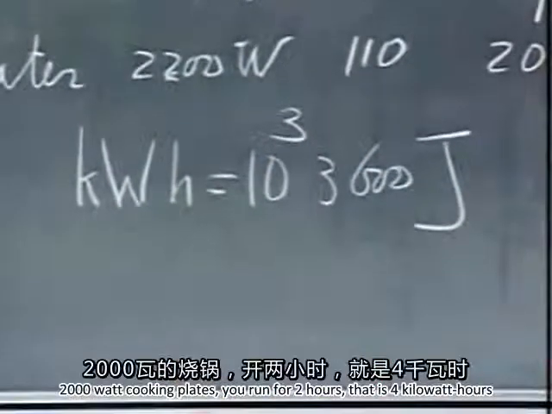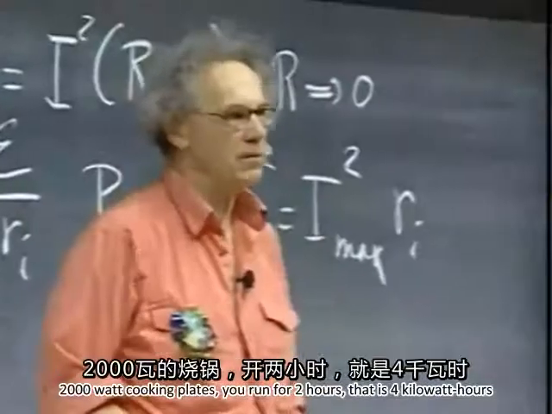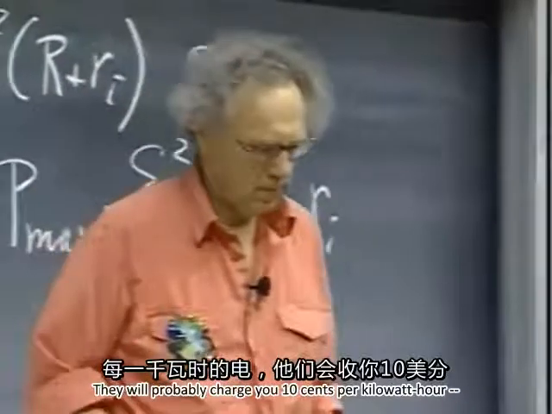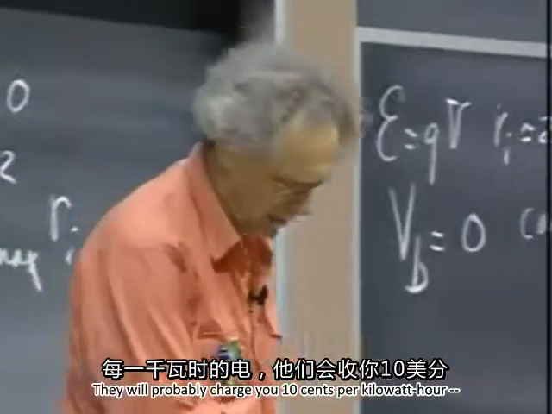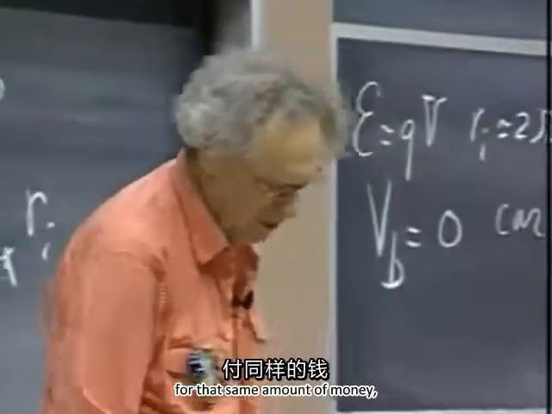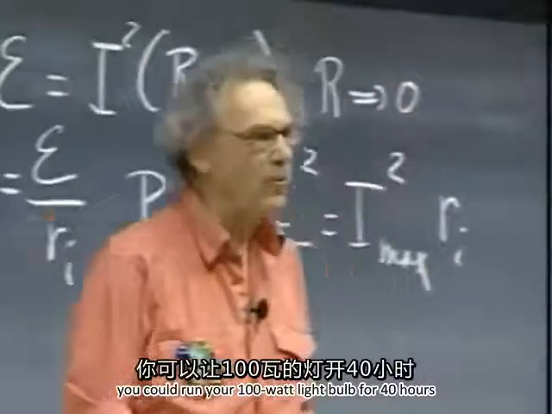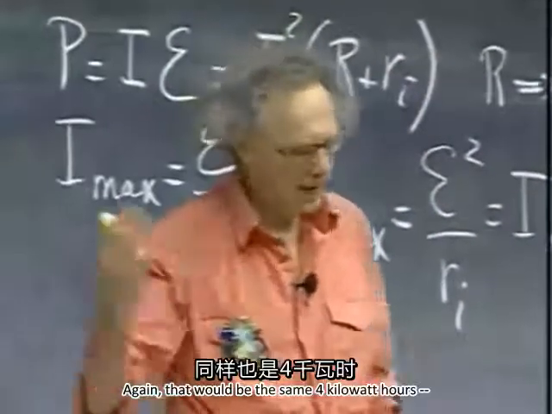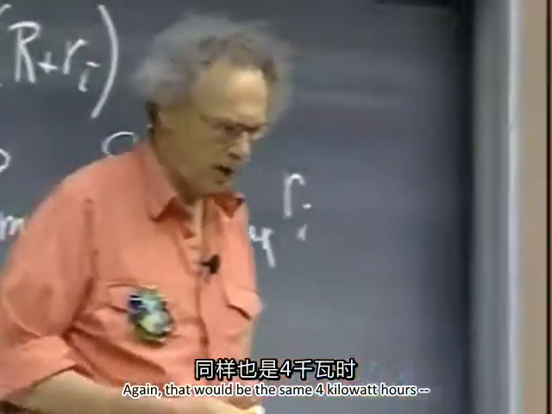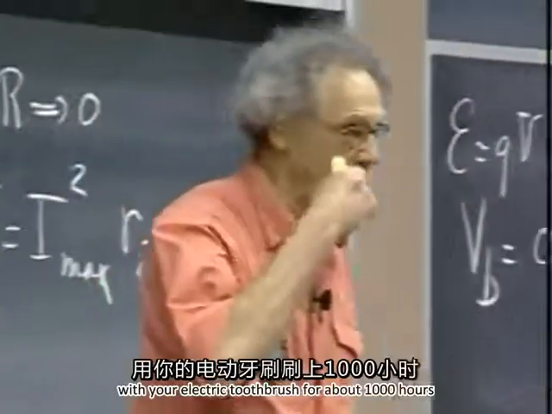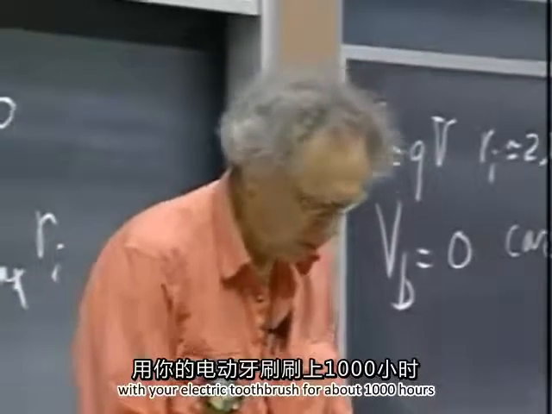A 2,000 watt cooking plate you run for 2 hours, that is 4 kilowatt hours. They will probably charge you 10 cents per kilowatt hour. For that same amount of money, you could run your 100 watt light bulb for 40 hours. Again, that would be the same 4 kilowatt hours. Or you could brush your teeth with your electric toothbrush for about 1,000 hours.